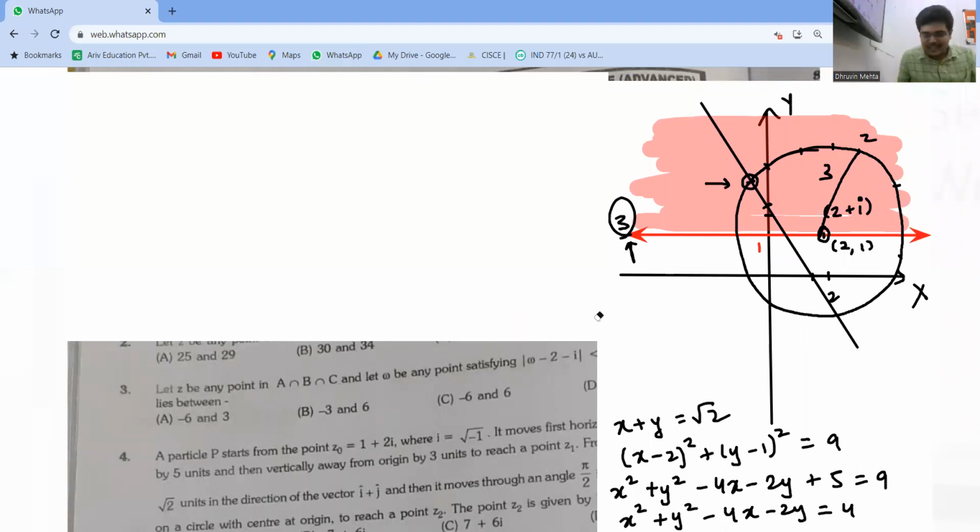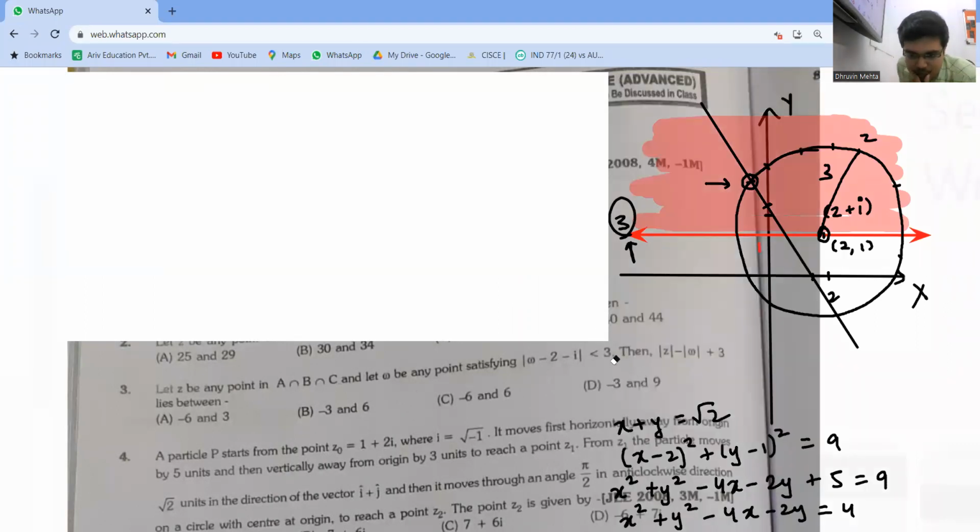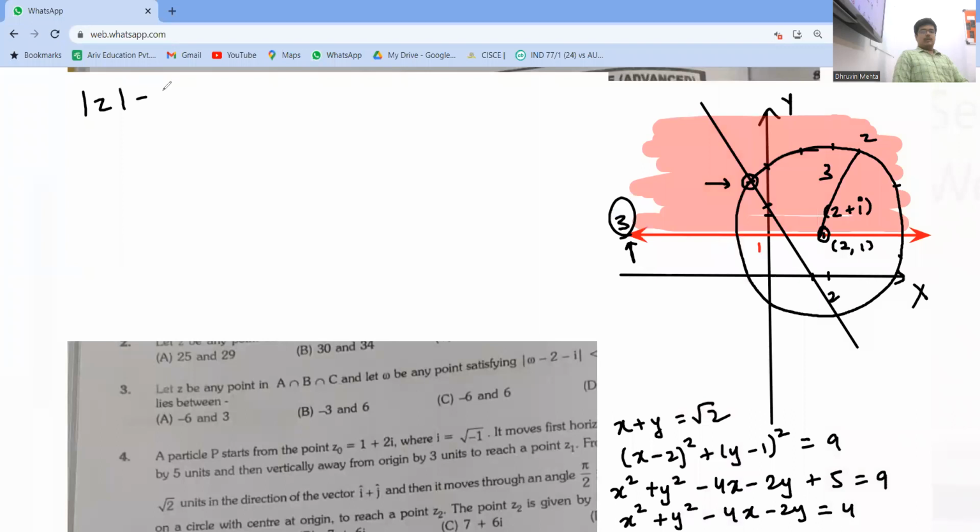Okay, we'll proceed to the next one. एक मिनट ये थोड़ा मैं erase कर रहा हूँ because we have to see this question. They have given omega is any number which satisfies mod of omega minus (2 minus i) less than 3, then modulus of z minus modulus of omega plus 3. ठीक है, इसका वैल्यू हमें फाइंड करना है. It lies between which two numbers?